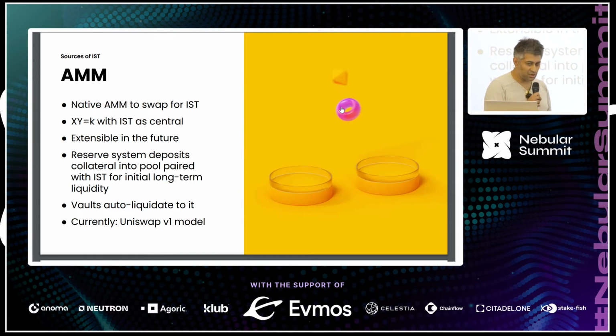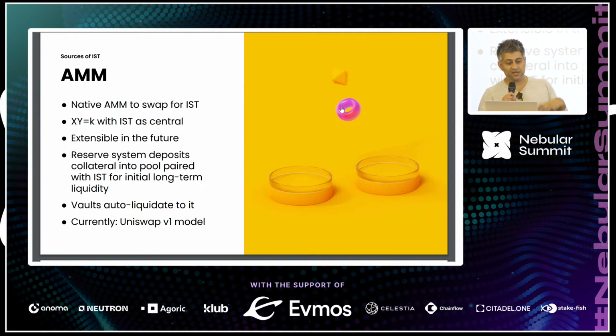So another thing that is a key piece of the IST ecosystem is there is an AMM on the Agoric chain. This AMM system mostly is there right now to support IST. It's supposed to be a place where you can buy IST, where the protocol will be locking liquidity itself. It's going to be the first place where liquidations happen.